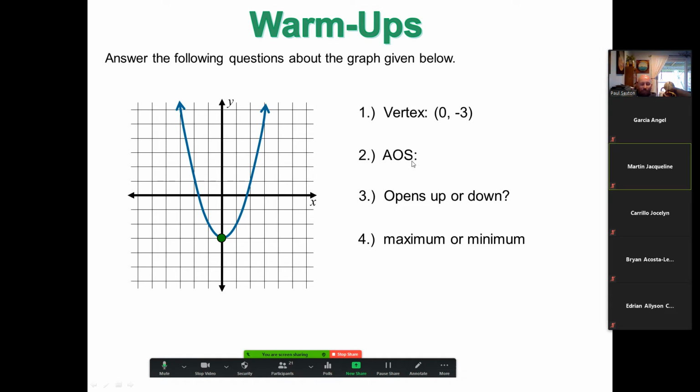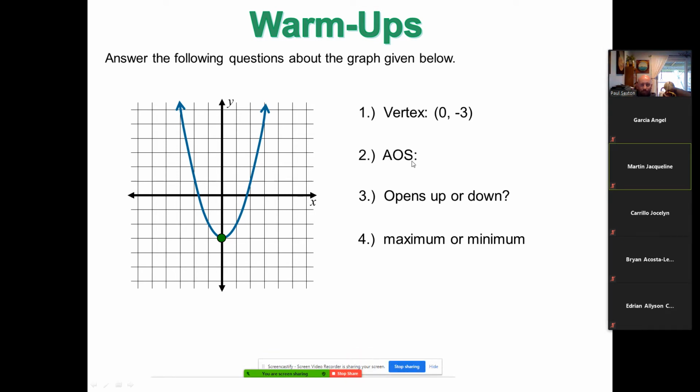Okay, the AOS. Who could tell me what the AOS is? Axis. What is it? -3. It wouldn't be -3. Remember, it's the equation for that vertical line. It's a line that goes up and down and cuts the parabola in half. What would that be? Because -3 would be right there. That would be x equals -3.